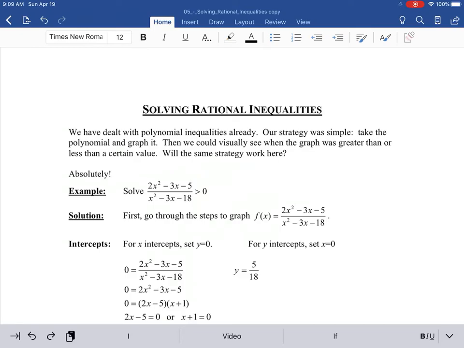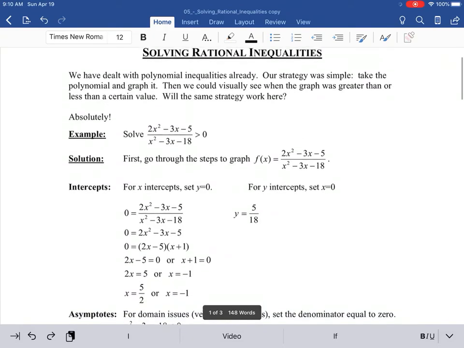This lesson's on solving rational inequalities. So now we've got a rational function that instead of being equal to a certain value is either greater or less than a certain value. Now, we have dealt with polynomial inequalities already. Our strategy is simple: take the polynomial and graph it. Then we could visually see when the graph was greater than or less than a certain value. Will the same strategy work here? Absolutely. Except there's one little trick I've got to show you later.